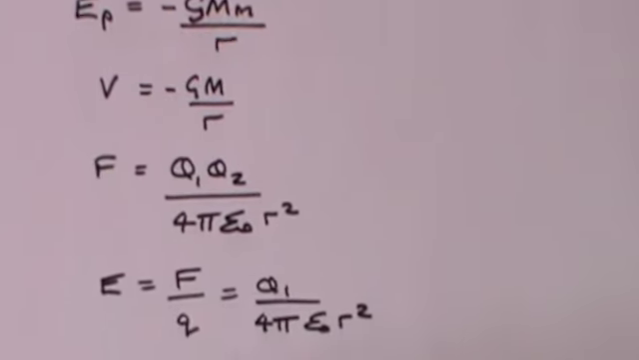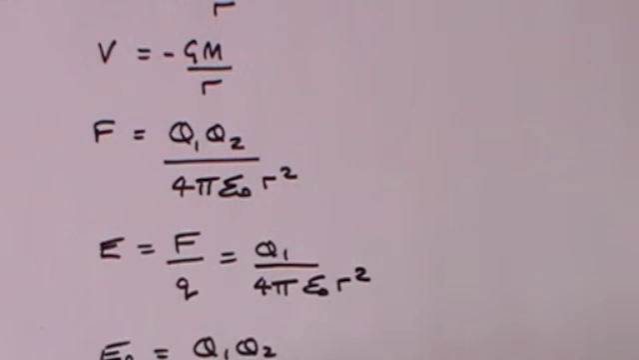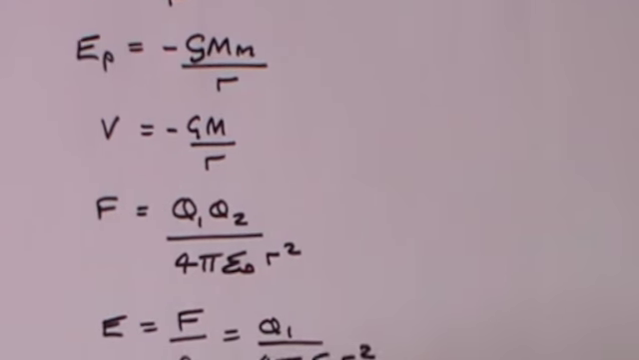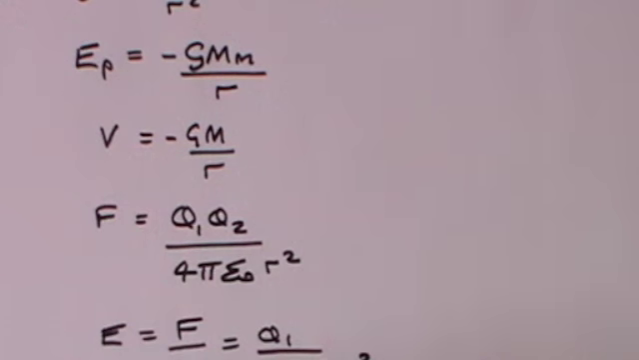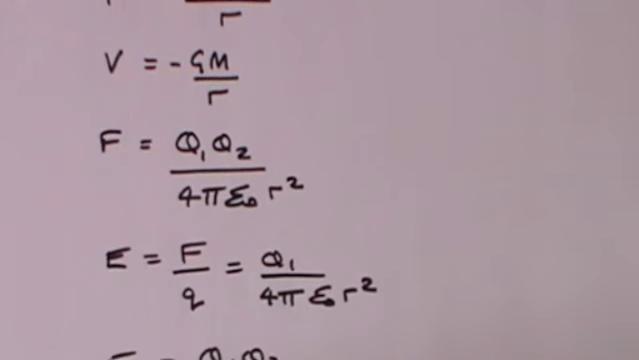Then V, which is the gravitational potential, is essentially the gravitational potential energy per unit mass if we regard little m in the formula above as being the test mass. Then the gravitational potential is equal to minus capital G, capital M over r.